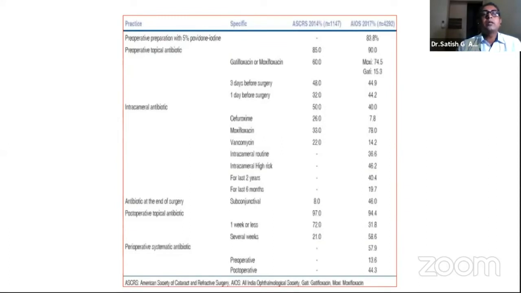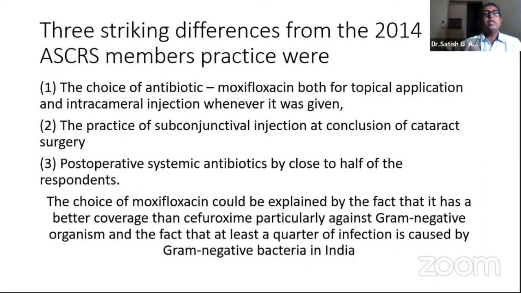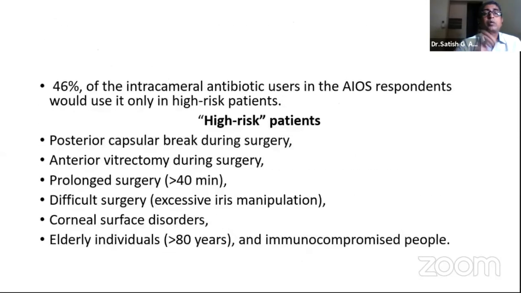If you look at this comparison between the American group and the Indian group, you can see that the majority of them use preoperative and perioperative antibiotics and post-operative topical antibiotics. They also use intravitreal antibiotics. The only difference is the choice of antibiotics. We use moxifloxacin possibly because it covers more gram-negative organisms, and in India we have more gram-negative bacterial endophthalmitis also, which is why moxifloxacin is the preferred choice. And in practice, nearly 40% of the people still use subconjunctival injections, and close to 50% are using post-operative antibiotics.